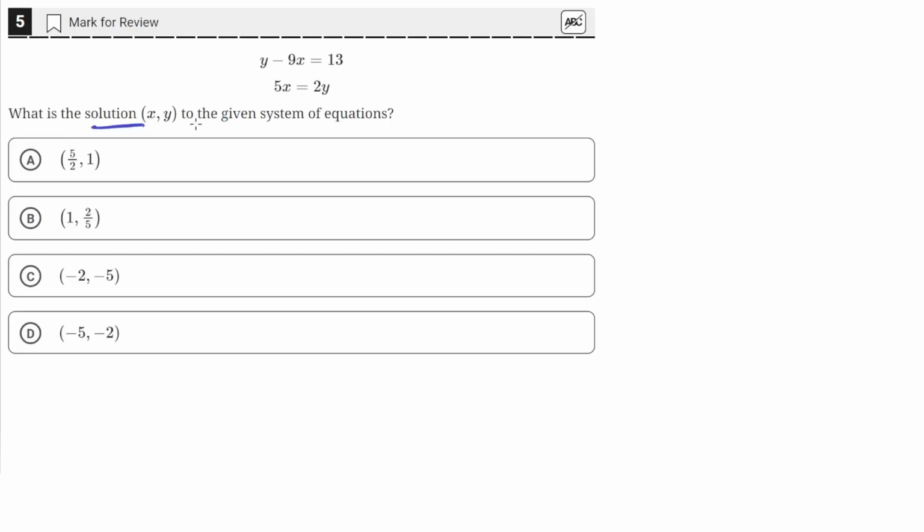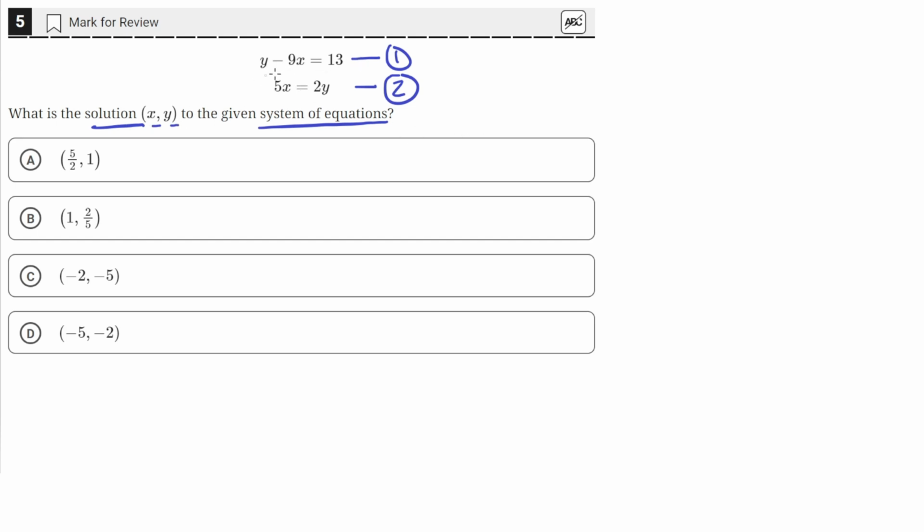What is the solution to the given system of equations? Okay, so we have these two equations. We'll call them equation 1 and equation 2. And we need to solve for the values of x and y.